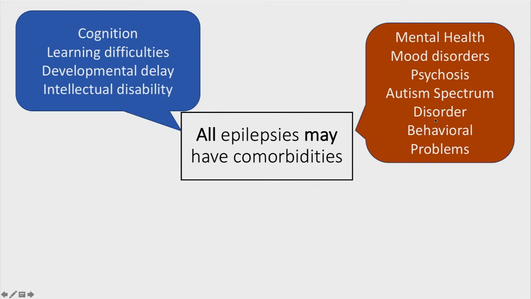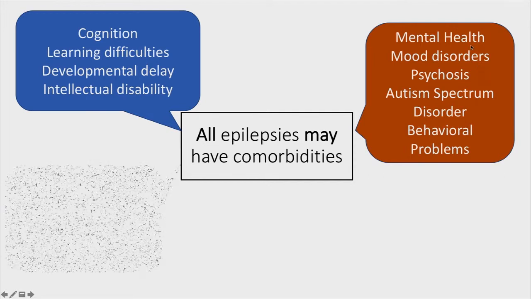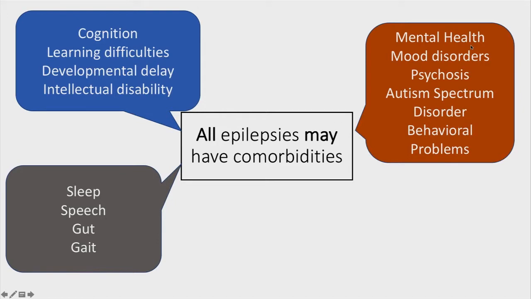Behavioural problems are familiar to many people in the room. But other things, what about mood disorders and psychosis and things like that? But we don't stop there. We've got to think about other issues such as speech. And Dr. Samantha Turner's over there. She's done some seminal work on speech in GRIN2A disorders and in Dravet syndrome.